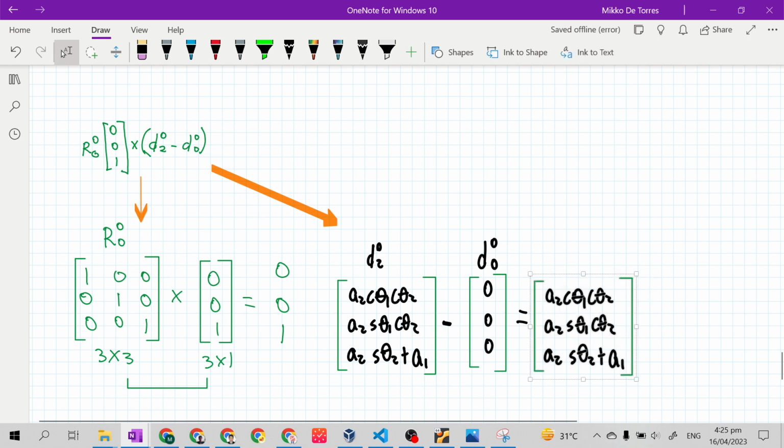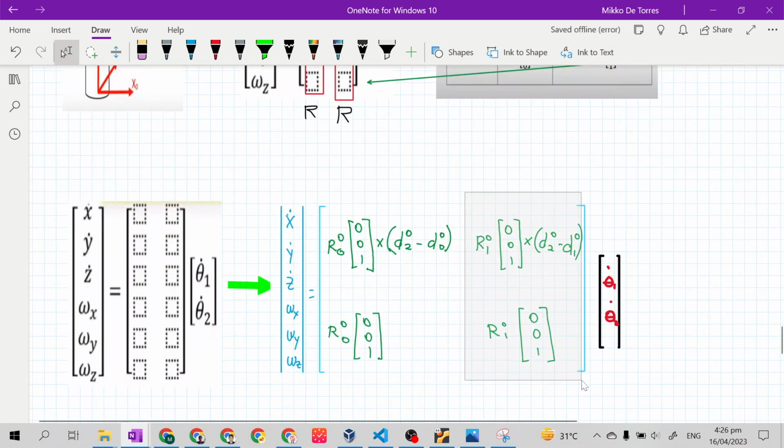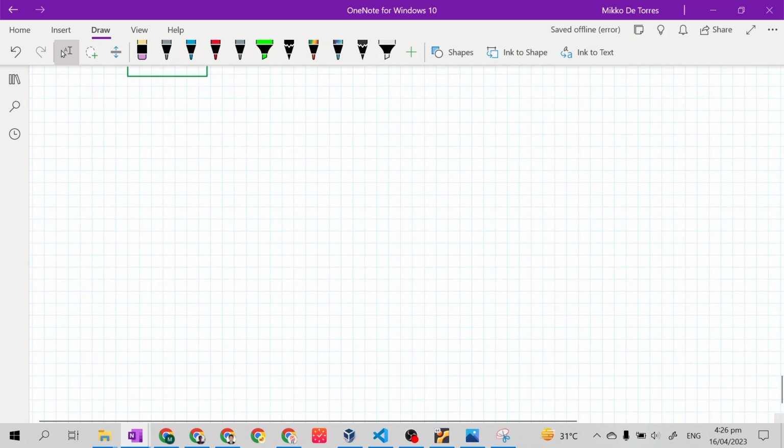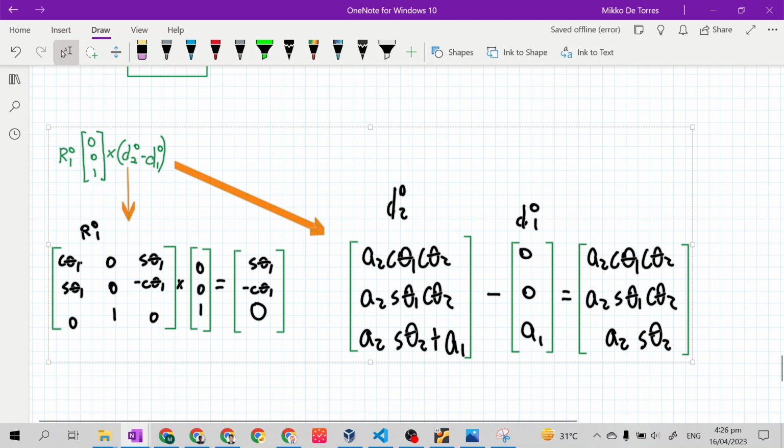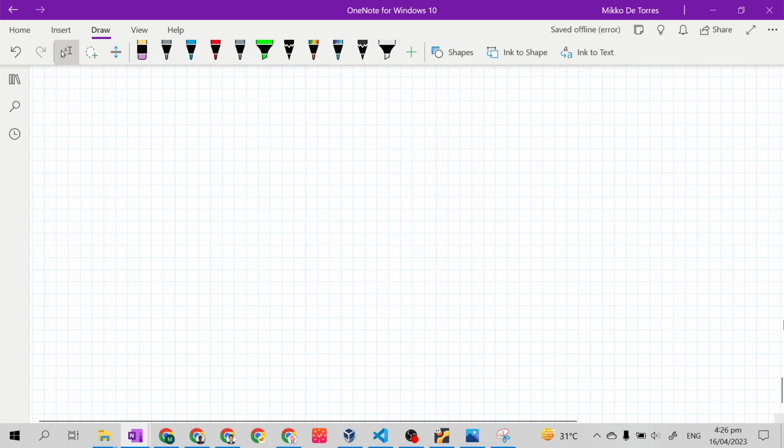Then what we will do next is multiply the vector answers with each other. But before that, let's solve for the second column. The second column is the rotation matrix R01 times the 0, 0, 1 vector, times the difference of D02 minus D01. So this is the R01 times the 0, 0, 1 vector, then the position vectors D02 and D01. This is the product and this is the difference. We will put it in our Jacobian matrix like this.